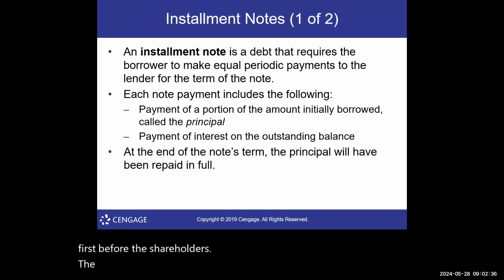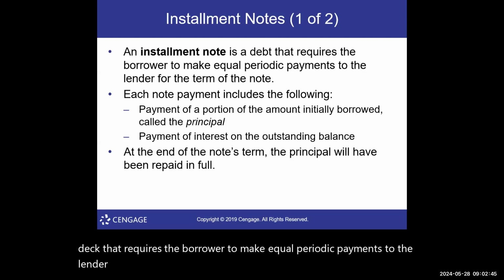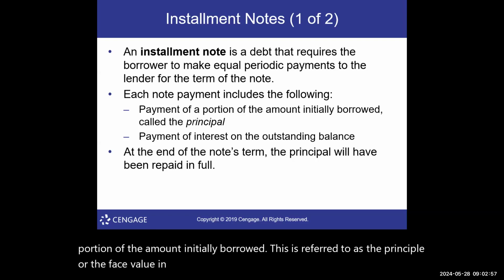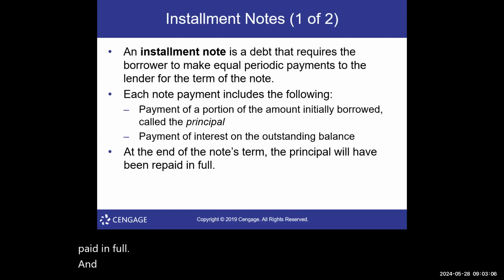Next we have installment notes. An installment note is a debt that requires the borrower to make equal periodic payments to the lender for the term of the note. Each note payment includes payment of a portion of the amount initially borrowed, referred to as the principal or the face value, in addition to payment of interest on the outstanding balance. At the end of the note's term, the principal would have been paid in full, with interest paid on top.